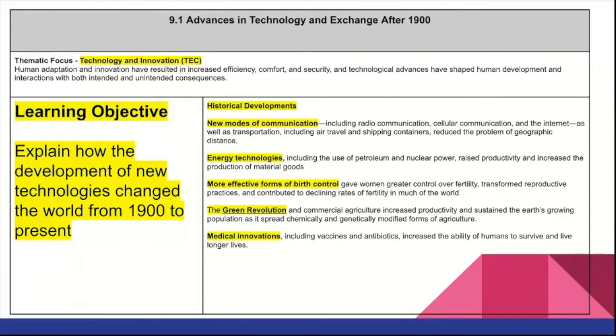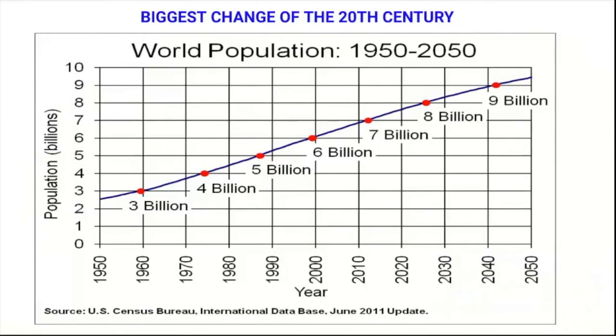Chemically and genetically modified forms of food, agriculture, right? Also, which we are directly experiencing in our lives today, medical innovations, including vaccines and antibodies. Boy, can we empathize with that. And if you're watching this video 4 years from now, you can remember, okay? It increased the ability of humans to survive and live longer lives. Thank goodness for technology.